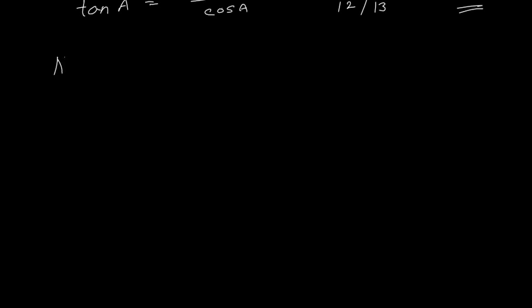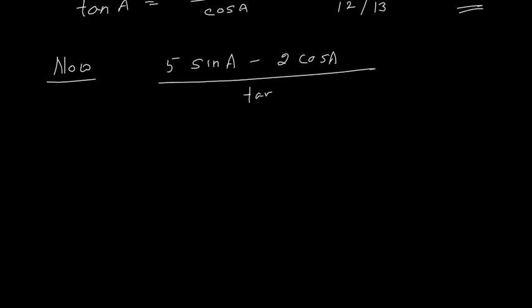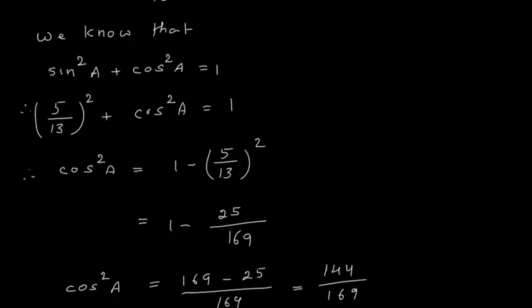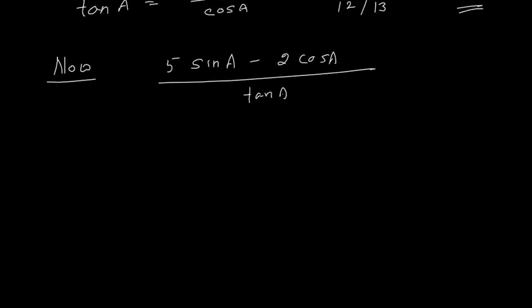5 sin A minus 2 cos A whole divided by tan A. Let us see the question again. Yes, right. So we will put the respective values.